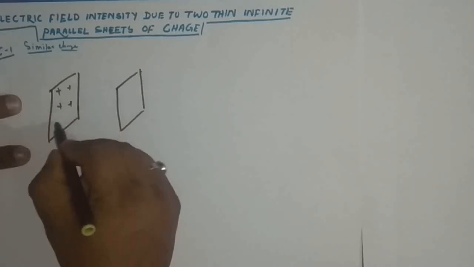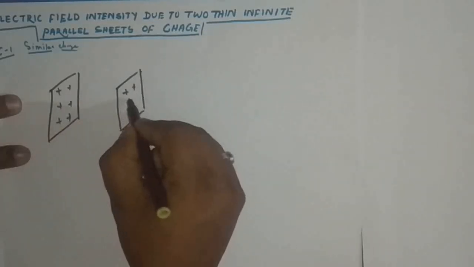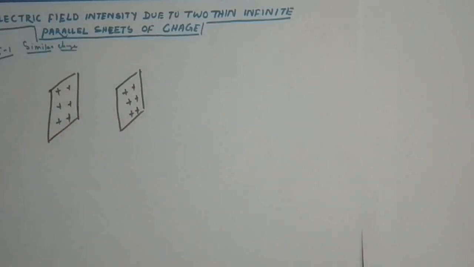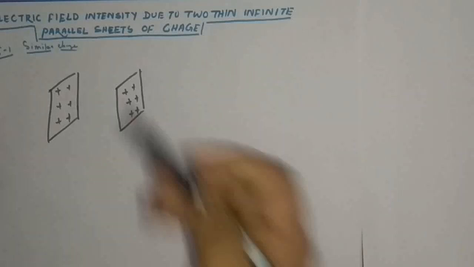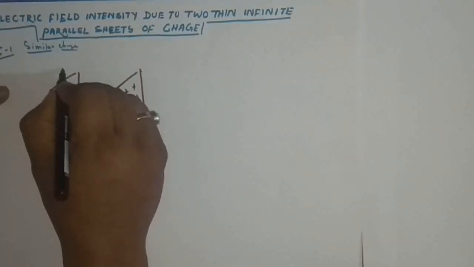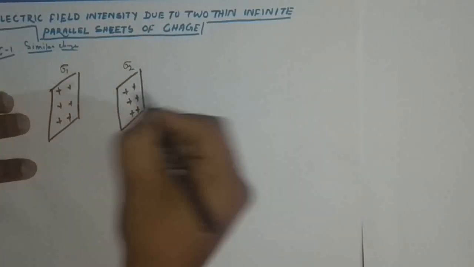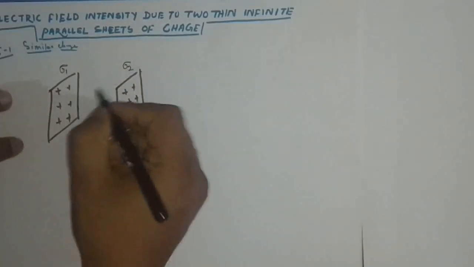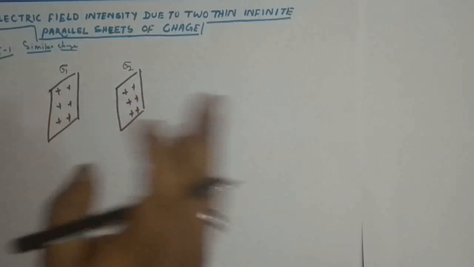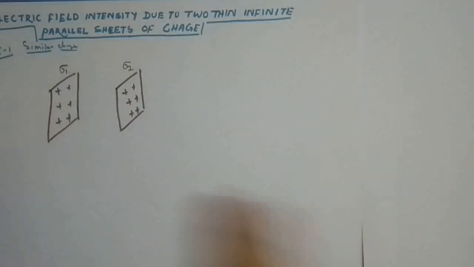And this is uniformly charged by positive charges. Let it have sigma 1 charge density. It has also sigma 2 charge density. Charge by area. Let the charge here be Q1. Let the initial charge be Q2. Then we will see what will happen for similar, identical charges.